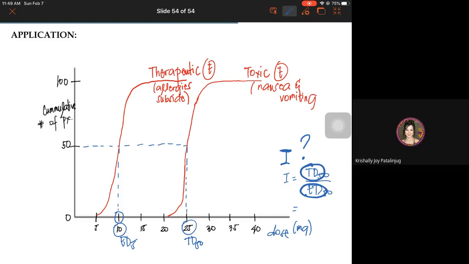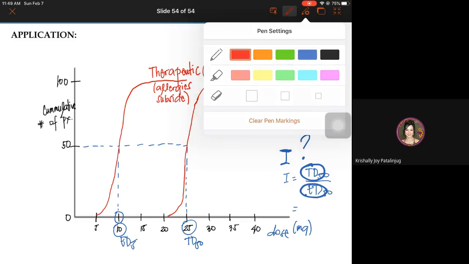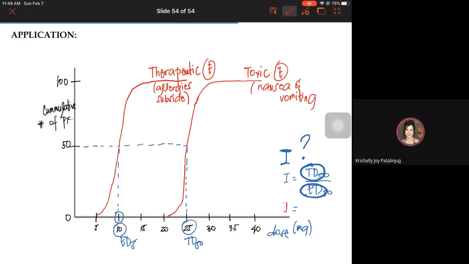So the therapeutic index for this given sample would be ilan ba? 25 milligrams divided by 10 milligrams. That would be 2.5. Tama? That would be the value of its therapeutic index. So yung gap pala dito, 2.5 therapeutic index.